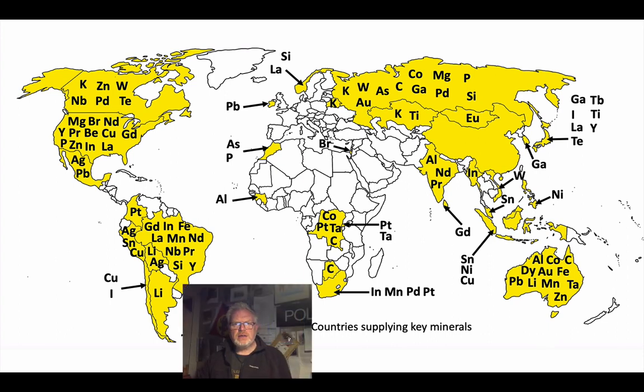So we can see that there are some countries here which are significant suppliers. The USA, Brazil, Australia, Russia, even Japan. But perhaps the biggest supplier of them all is China.